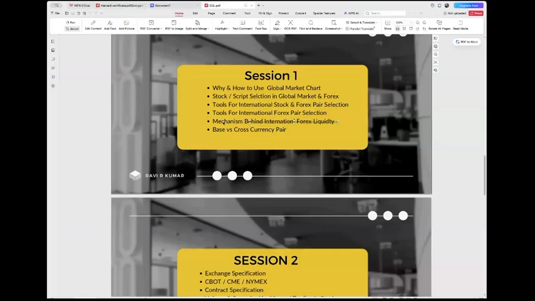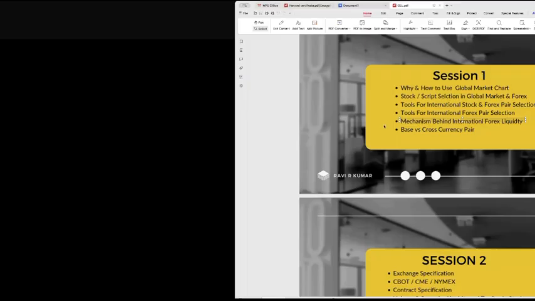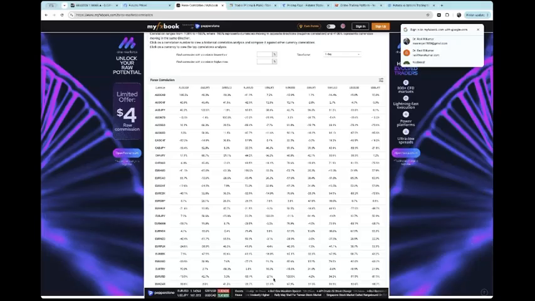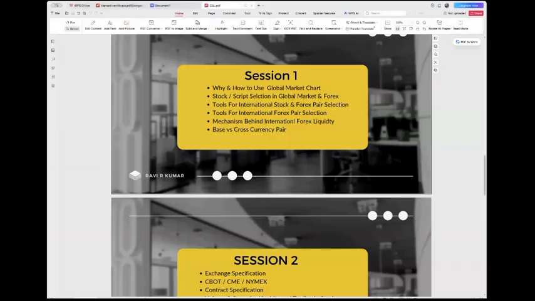So this is the mechanism behind liquidity: the market should be open, and I don't care what the timing is right now. The mechanism is very simple, the market should be open. If the market is open, we can trade. Okay.